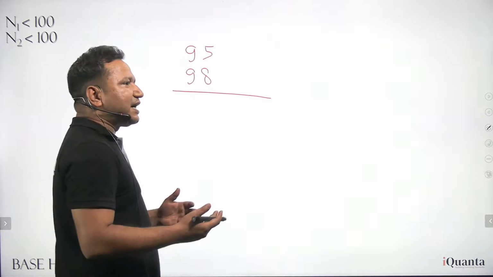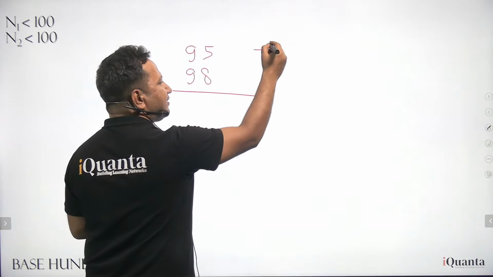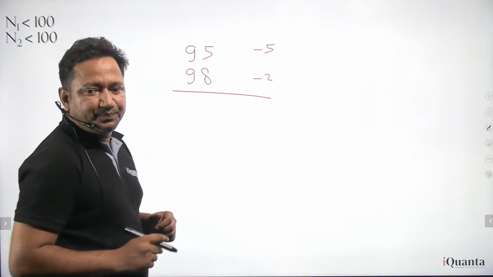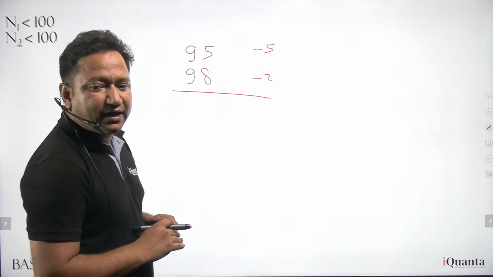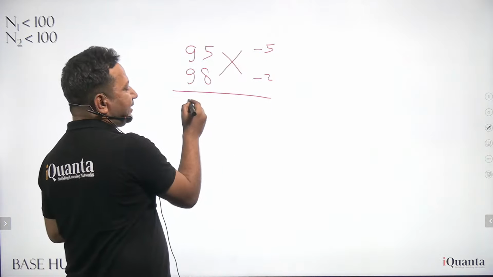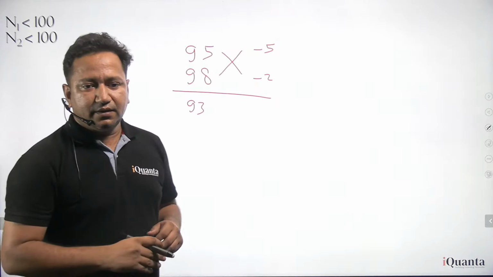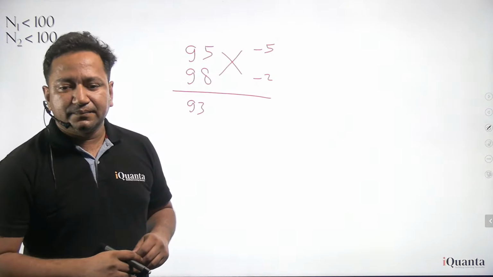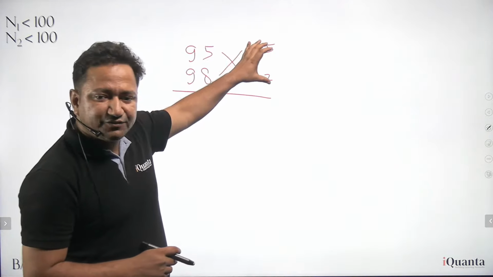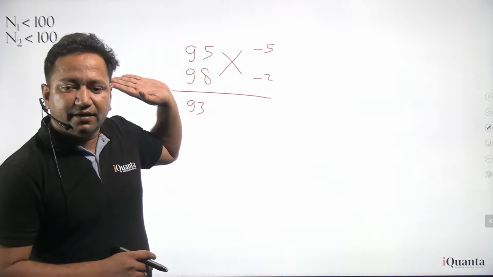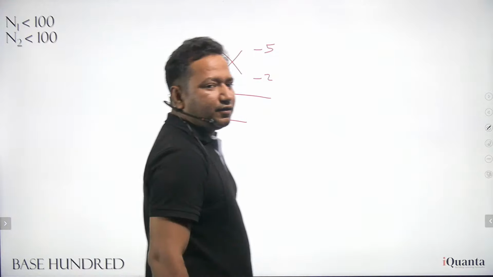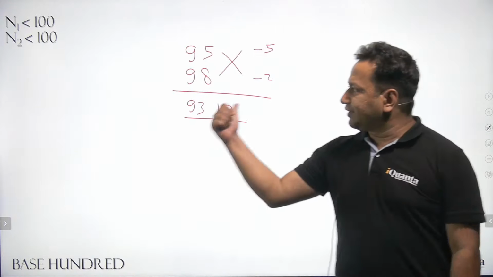So 95 is how much less than 100? It's 5 less than 100. I'll write -5 over here. And 98 is 2 less than 100. I'll write -2 over here. Once we have done this, 95 minus 2 or 98 minus 5, I'll get 93 in both the cases. All right? Then -5 multiplied by -2 will be equal to 10. So we'll get 9310. So I think this is clear to everyone.